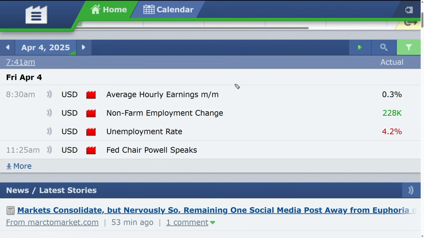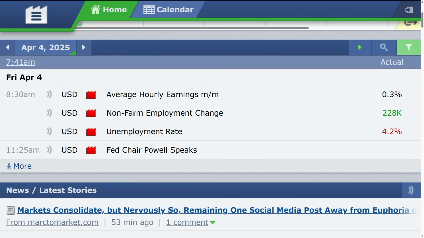So what you'll see is we have three main statistics to take a look at. We have the average hourly earnings, we have the non-farm employment change, and we have the unemployment rate. In this video, I'll be mapping out what each of these key statistics is, and more importantly, how it could impact your charts if you're an active trader or investor.